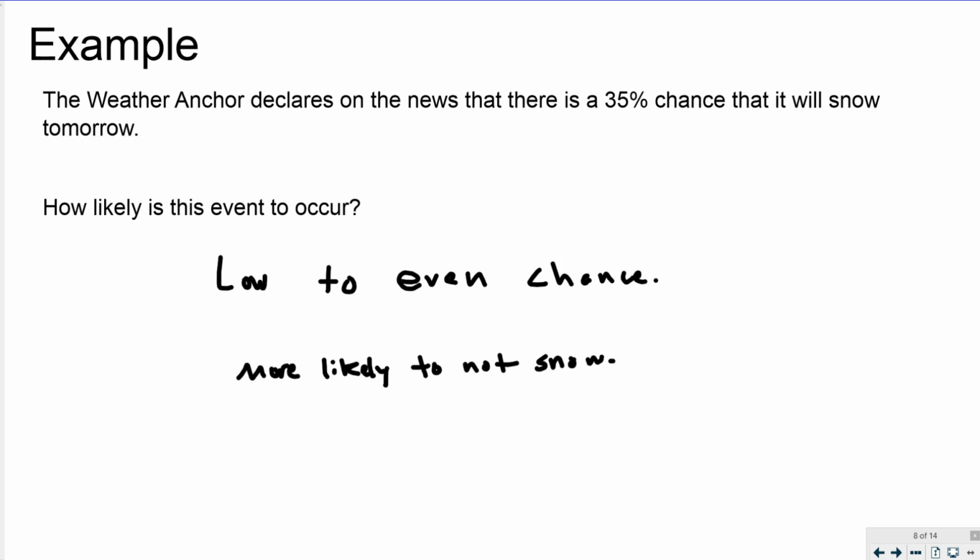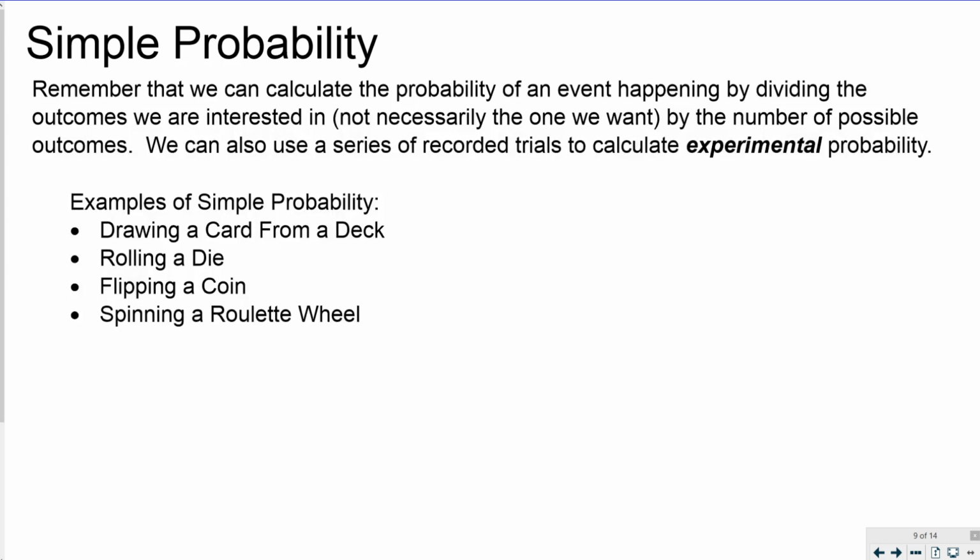Okay. Moving on. Simple probability. Remember that we can calculate the probability of an event happening by dividing the outcomes we are interested in, not necessarily the ones we want, by the number of possible outcomes. Then you can also use a series of recorded trials to calculate experimental probability.